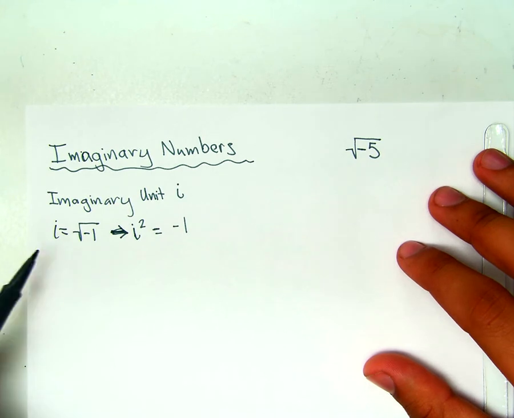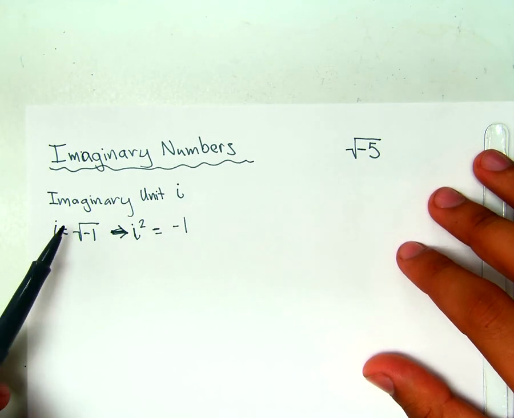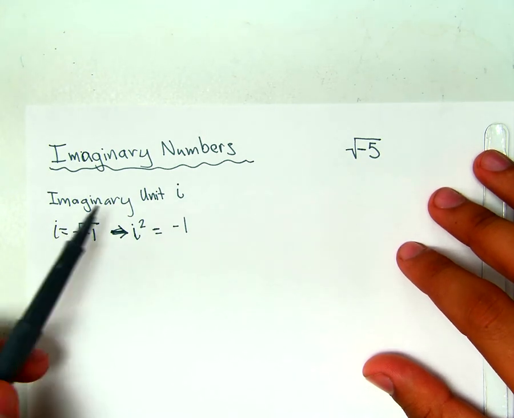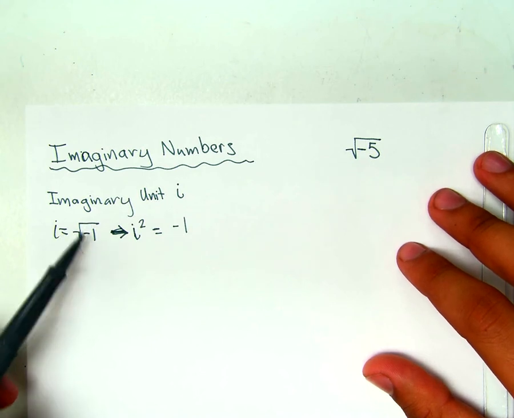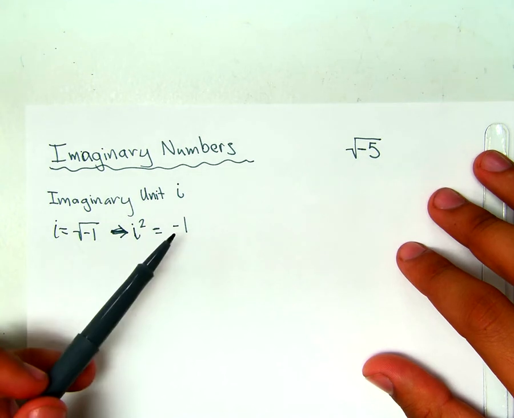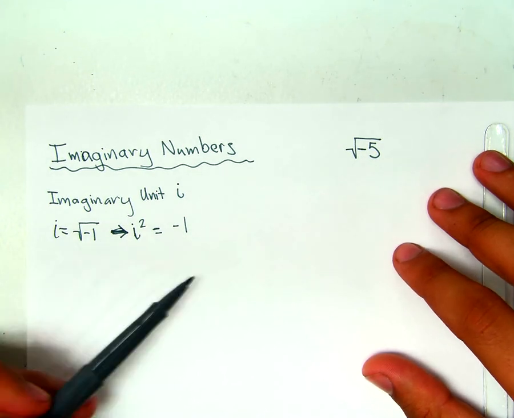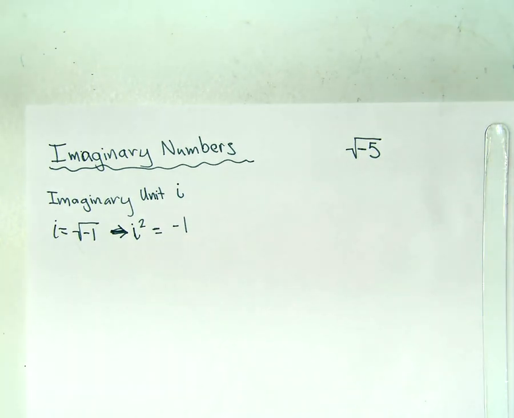Okay, and that's because if we square i here, we also have to square this side. And when you square a root, they're inverse operations, so they undo each other. You're just left with negative 1. So we have these two facts, once we define i as the square root of negative 1. Knowing this, there are two properties that we need to know.